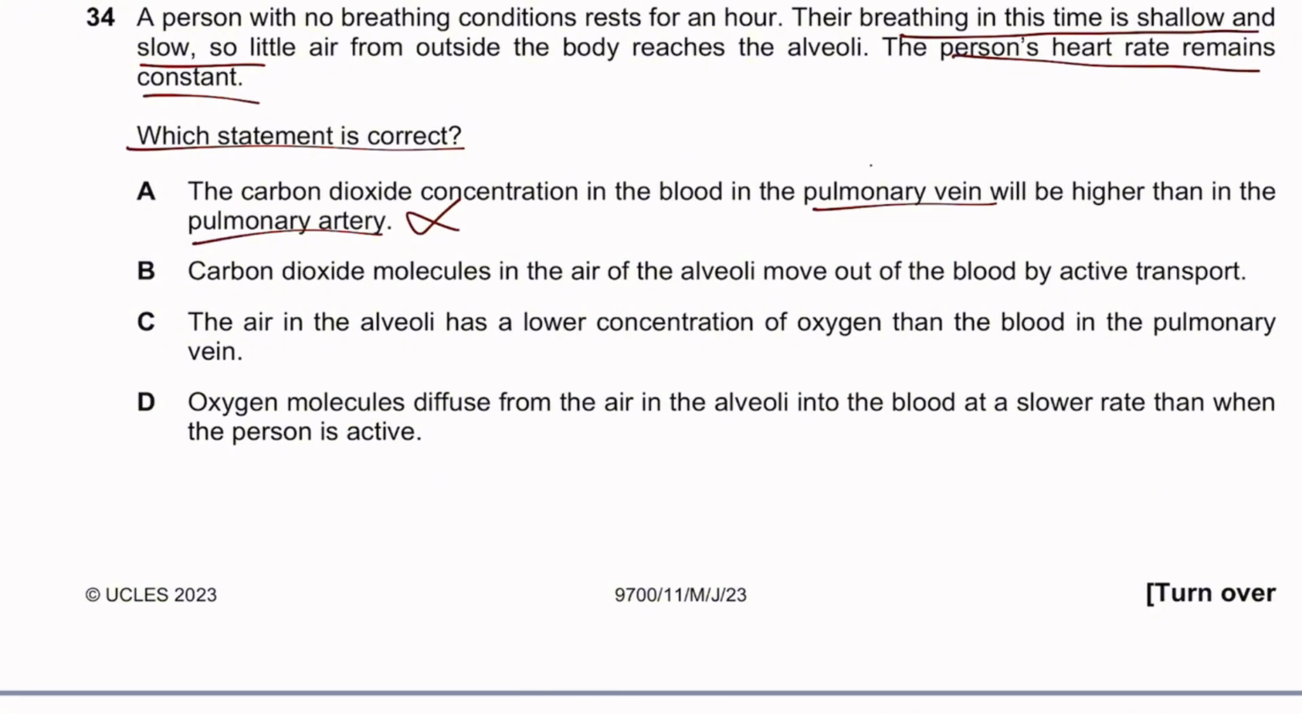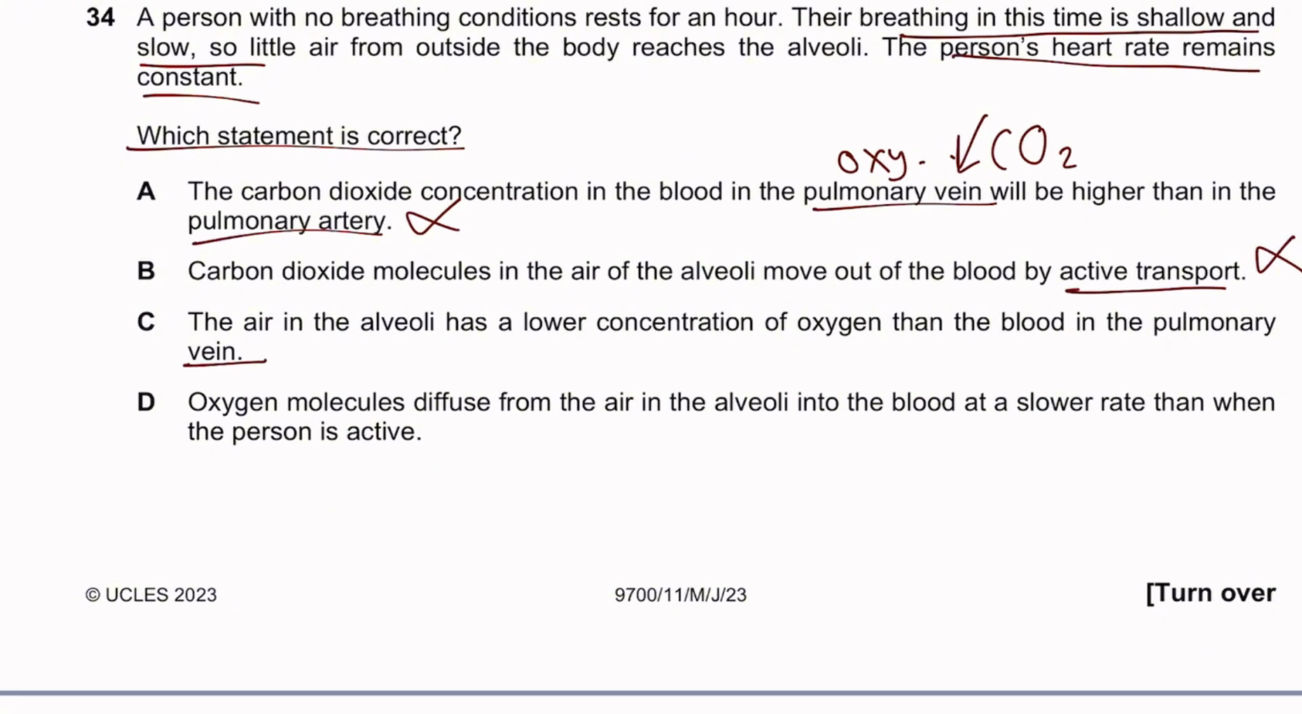The pulmonary vein is oxygenated, which means it has lower CO2 compared to the pulmonary artery. CO2 molecules in the air of the alveoli move out of the blood by active transport. Absolutely not. It's normal diffusion. The air in the alveoli has a lower concentration of oxygen in the blood than in the pulmonary vein.